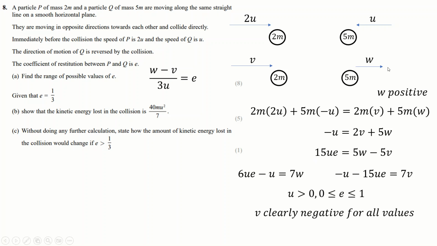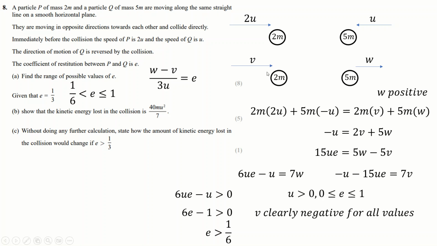I need w to be positive, though, for my picture to work. So I need this to be greater than 0. Cancel out the u's because they're not 0. Add 1, divide by 6, and we get this. And so E is between 1, which is the maximum it can be, and 1/6, which is the minimum for W to be going in this direction. Good, that's the most of the question actually done here.